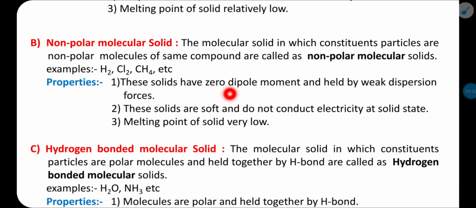These are the properties of non-polar molecular solids. These solids have zero dipole moment and are held by weak dispersion forces between them, because the same molecules or atoms are joined and they have zero dipole moment. Second property, these solids are soft and do not conduct electricity in the solid state. The melting points of these solids are very low.